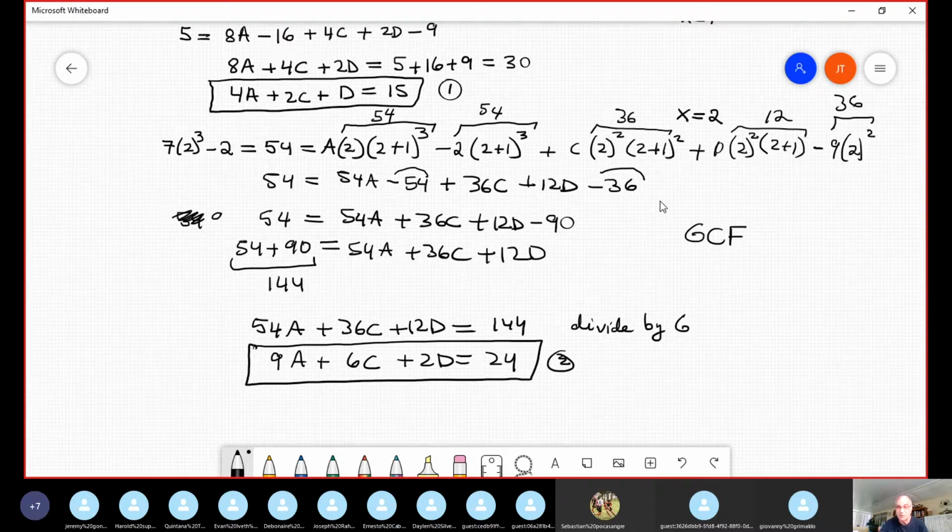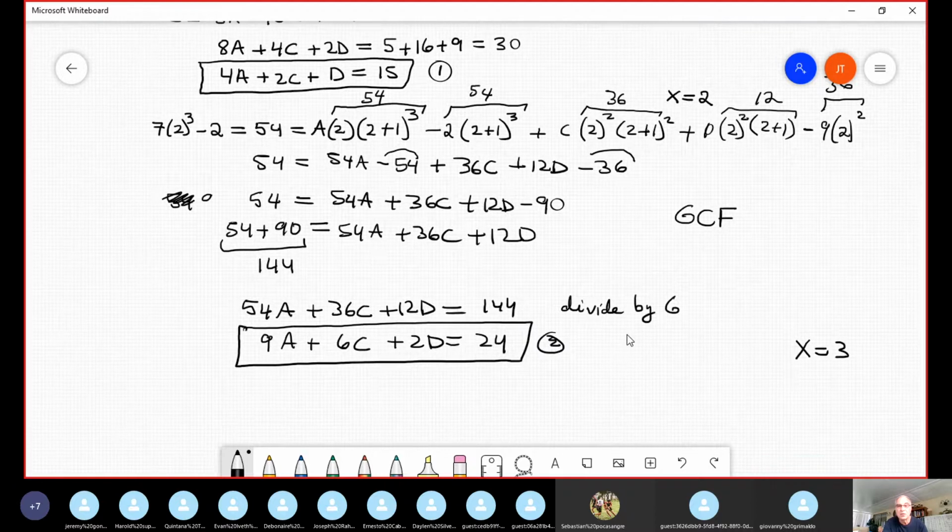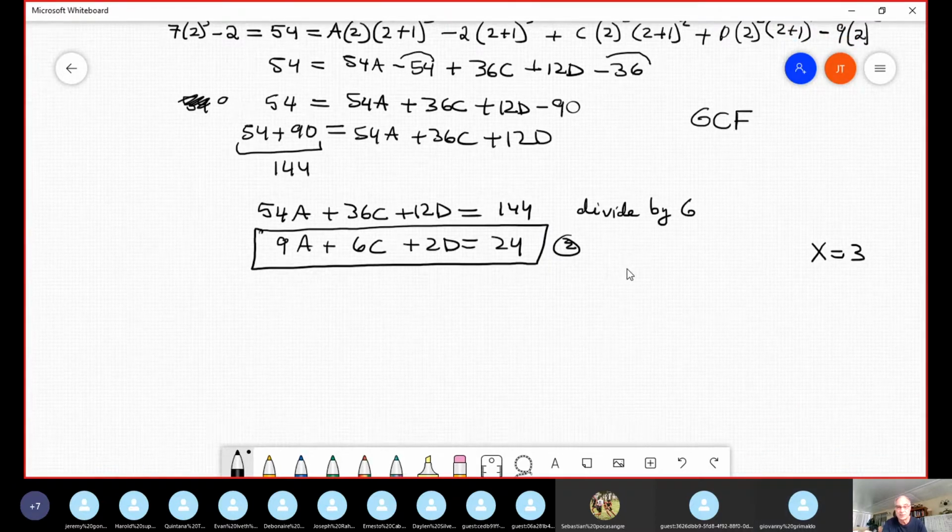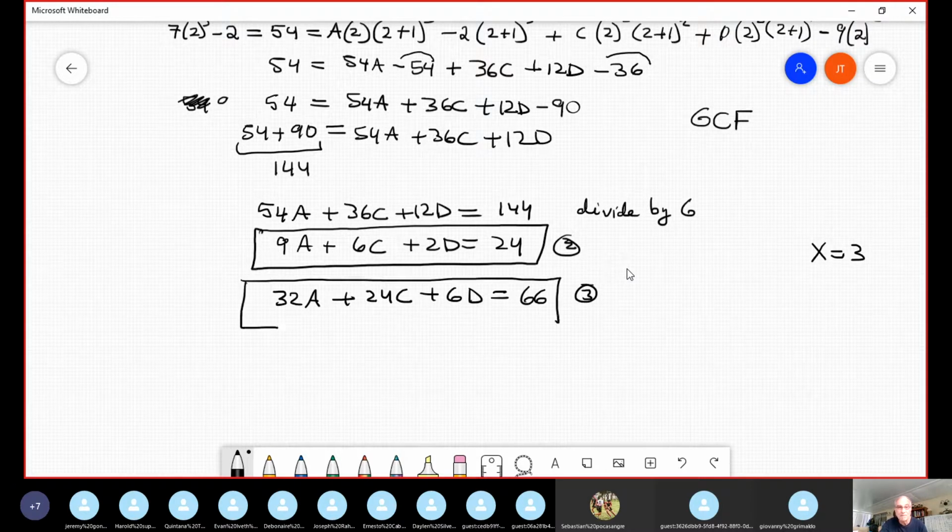Equation 3 is for x equal to 3. Guys, do you want me to show the arithmetic, or no? It's the same process. You evaluate at 3, manipulate, combine, and we get this equation. Look, the equation at 3 is 32A plus 24C plus 6D equal to 66. And this is equation 3. Do you accept this idea or you want a proof step by step? No, good. I believe you.